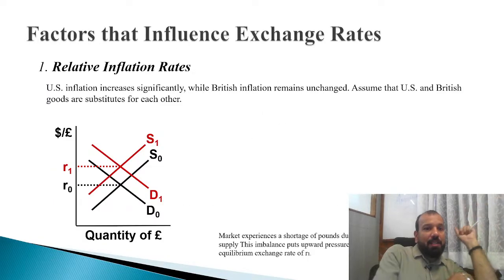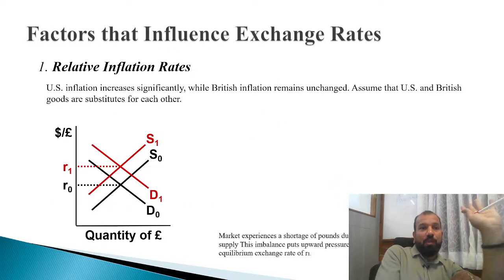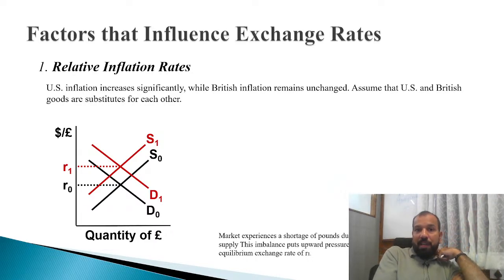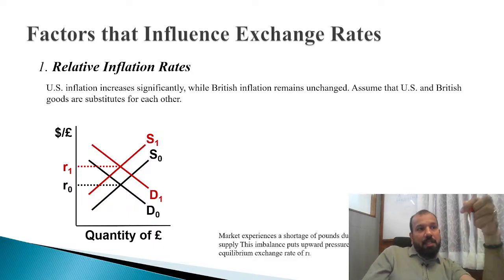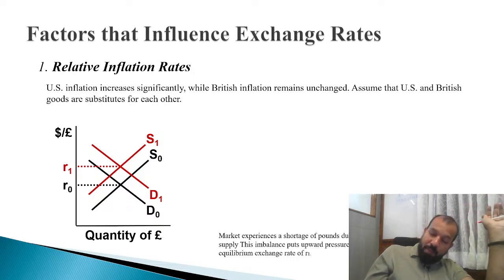Now, what are the factors that influence the exchange rate? A very important topic. The first is the relative inflation rate. U.S. inflation increased significantly while British inflation remained unchanged. Assume that U.S. and British goods are substitutes for each other. In very simple layman's language, if things are costly in India, what do we have to do? We have to import the product from the market. Why are we importing from China? Because Chinese goods are always cheaper compared to India.